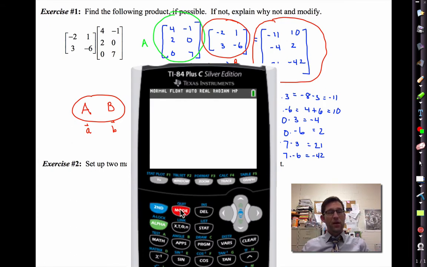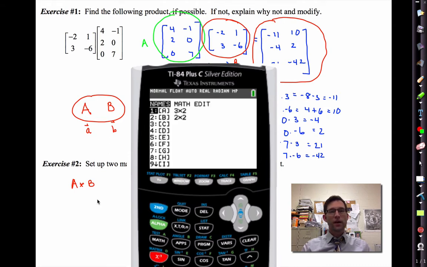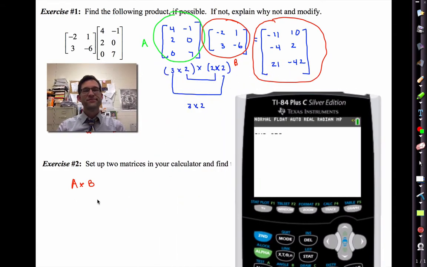I'm out of here. So what I want to tell the calculator to do right now is A times B. I'm going to go back into my matrix menu and grab A. I hit enter on A, and I'm back out to the main screen. Now I'm going to use the multiplication symbol, although you don't have to. Like multiplying all things, if you just put them side by side, the assumption is multiplying. So I've put in A, I'm going to go back in, grab B, and hit enter.